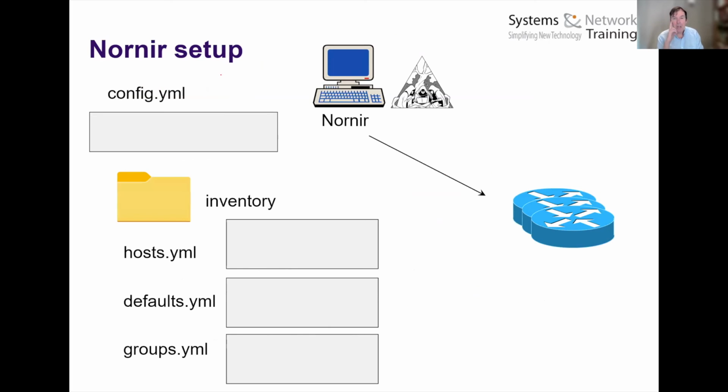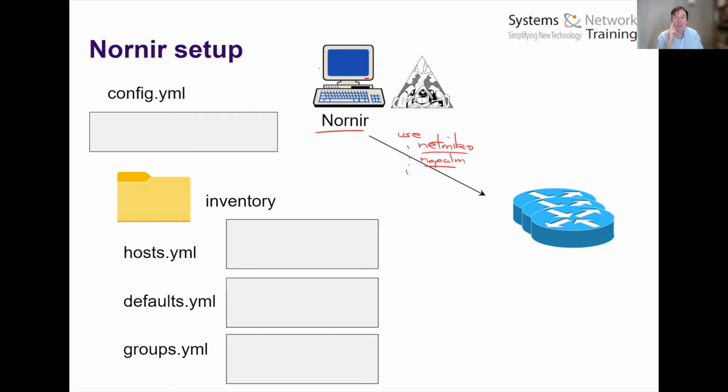It gets even better. What Nornir does is it will use Netmiko if that's what you want. But it can also use NAPALM if that's what you want. Yeah, it can use different connection methods.